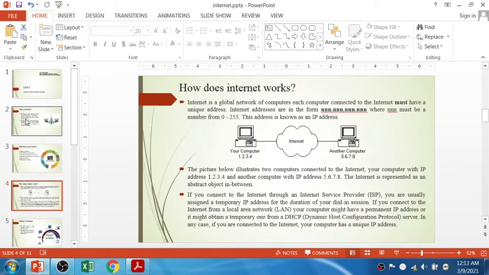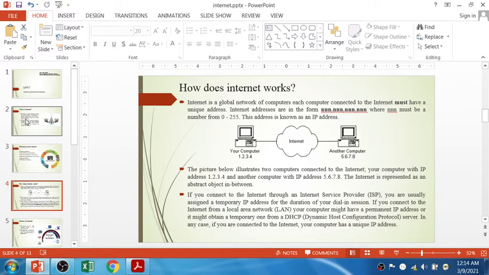So let's see how the internet works. Internet is a global network of computers. Each computer connected to the internet must have a unique address. Internet addresses are in the form of n.n.n.n. N is for infinite, right?